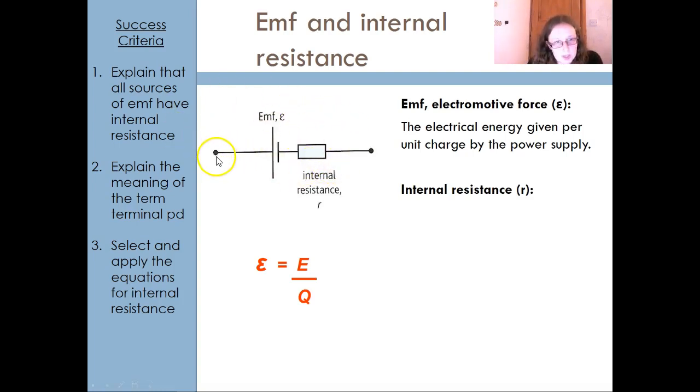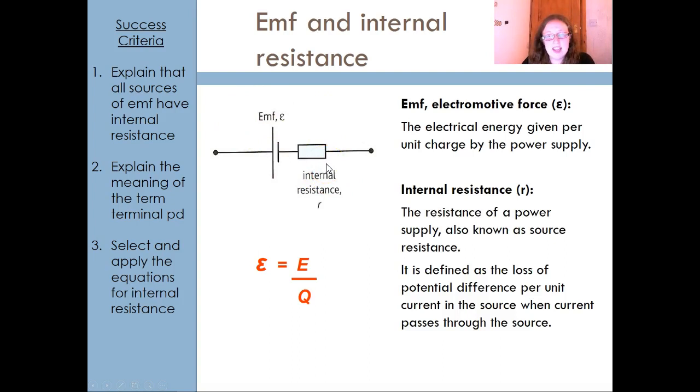And when you see this thing where I put the dot to the dot here, this is saying this is what's inside my power supply. There's something that gives me EMF, but there's also a resistor that's going to use up some energy. And that's the internal resistance. And we'll always give the internal resistance the symbol of a lowercase r. Sometimes it's referred to as source resistance, and it's the loss of potential difference per unit of current in the source when current passes through the source.